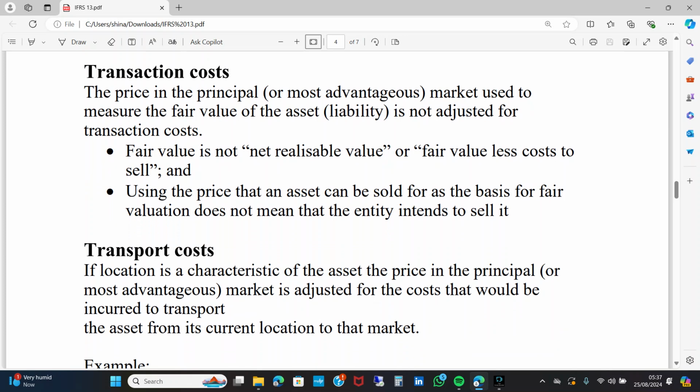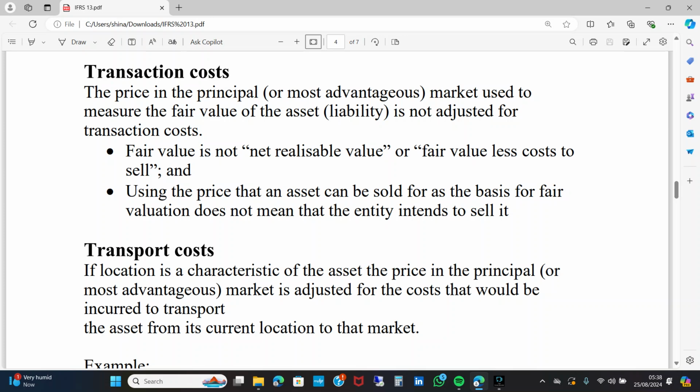Please, transaction cost is not relevant for determining fair value. That means when we want to calculate fair value, we ignore or we don't use our transaction cost. Please, I'm saying it again, write it down. Transaction cost is not relevant when you are calculating or determining fair value. Fair value is not net realizable value or fair value less cost to sell, and using the price that an asset can be sold for as the basis for fair value does not mean that the entity intends to sell it. So please, we don't use transaction cost. So if they give you transaction cost in the exam and they ask you to calculate or determine fair value, you don't use your transaction cost. Very important. Please write and note it down.